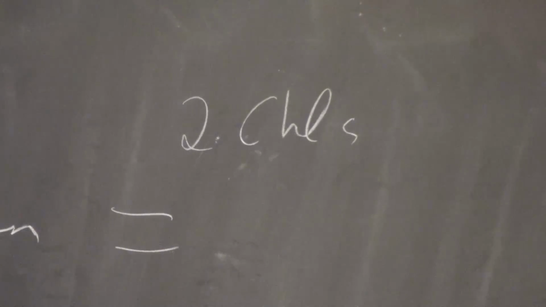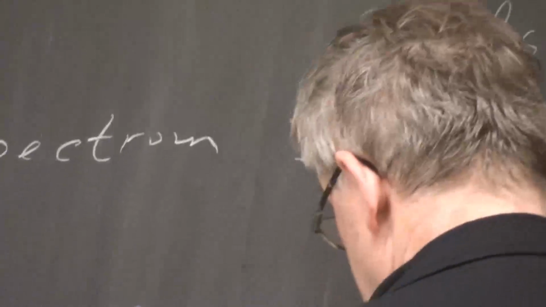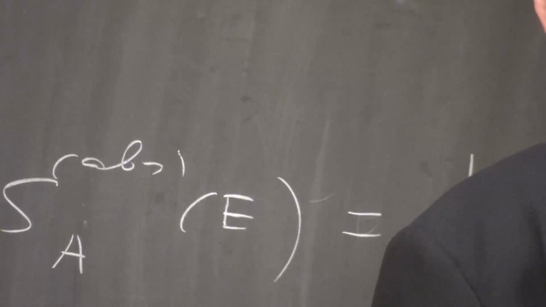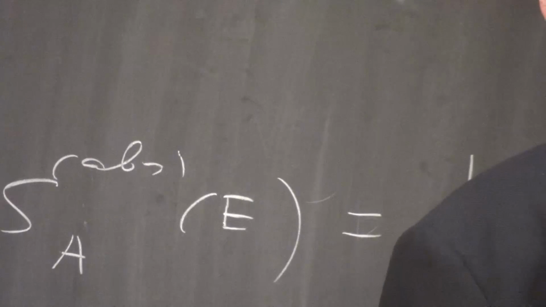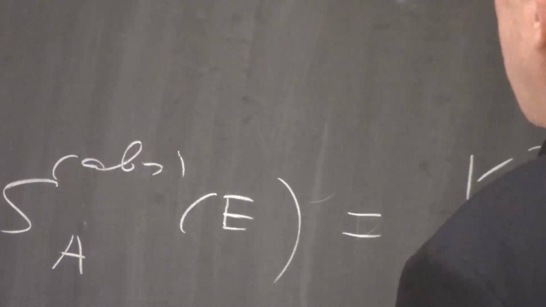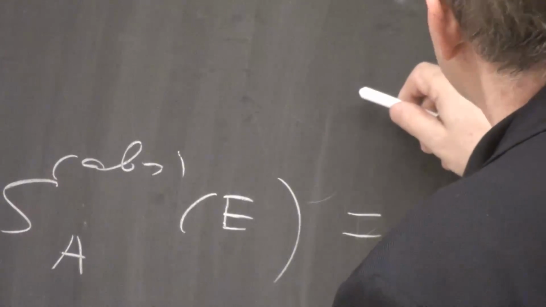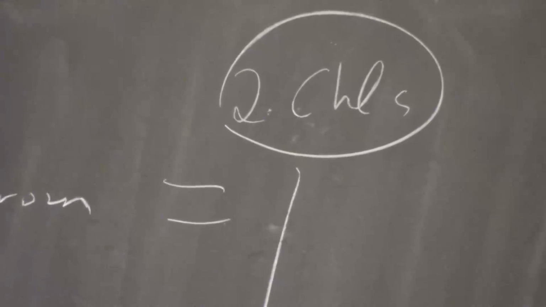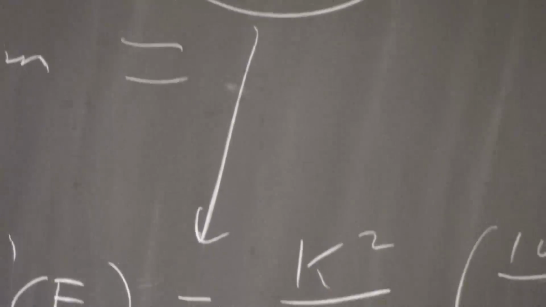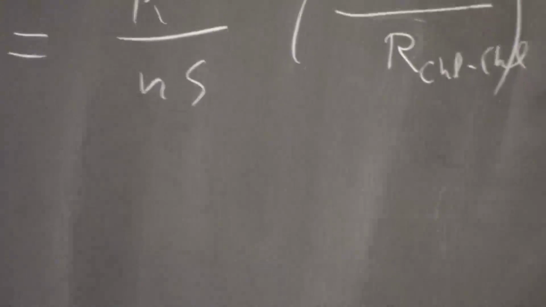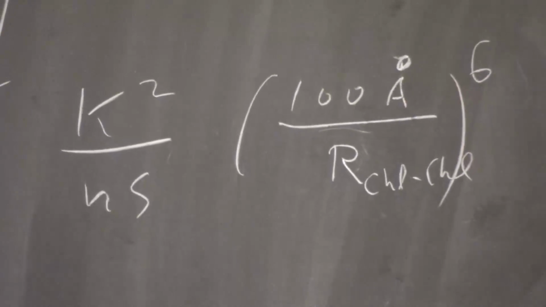And the final expression is roughly kappa squared over nanosecond times 100 angstrom over the separation of the two chlorophylls. So this is for two chlorophylls here. The separation between the chlorophyll, so chlorophyll center, separation between the magnesium ions of the chlorophyll, to the 6th power.